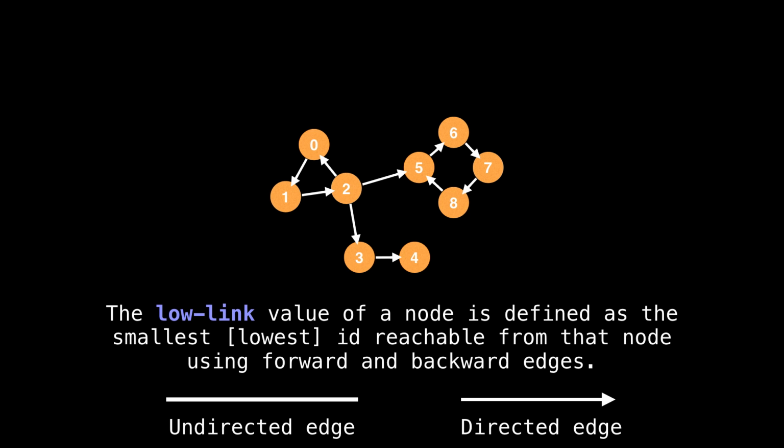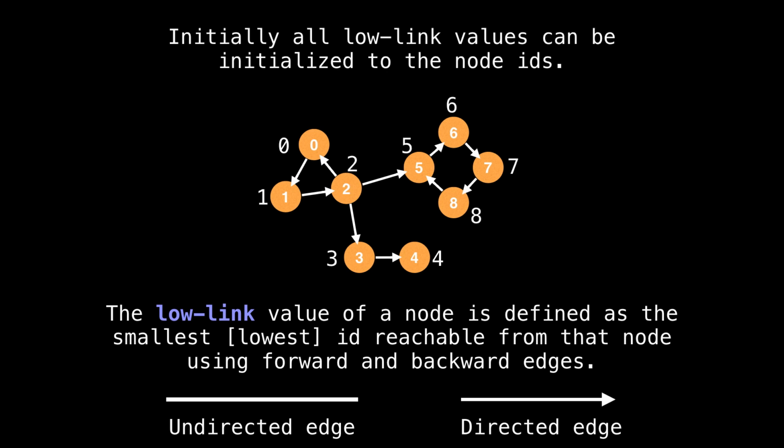I want to take a moment to think about what all the low-link values would be for these nodes. As a reminder, the low-link value of a node is defined as the smallest ID reachable from that node. For now, initialize all low-link values to be equal to each node's ID. I place the low-link value of each node on the exterior of that node.